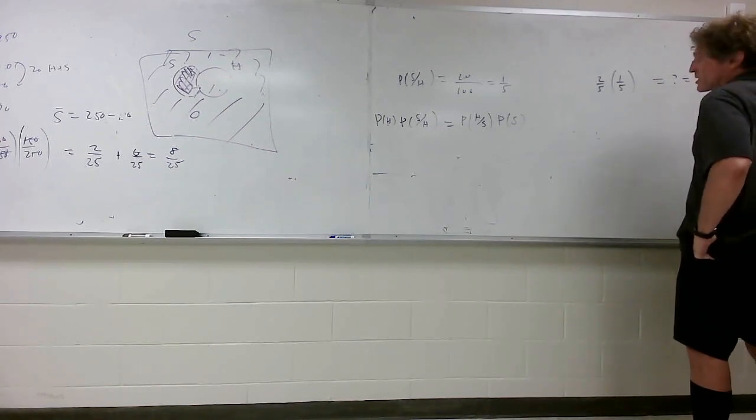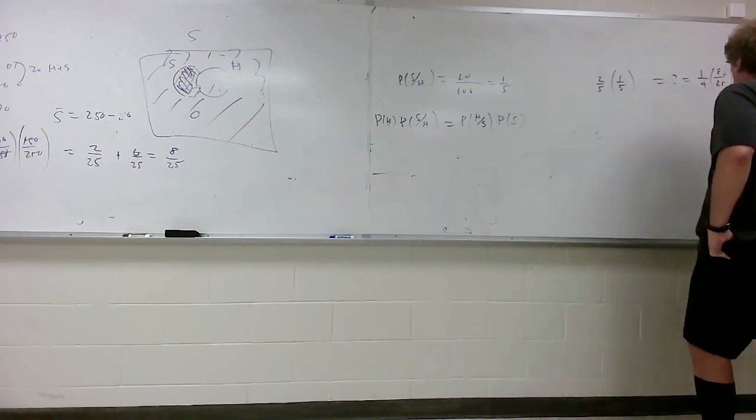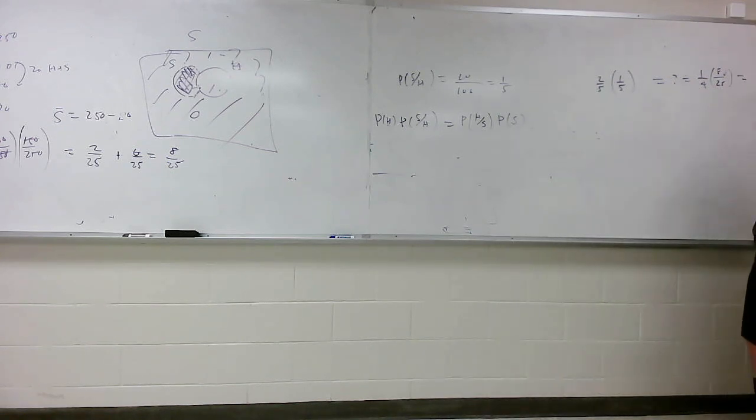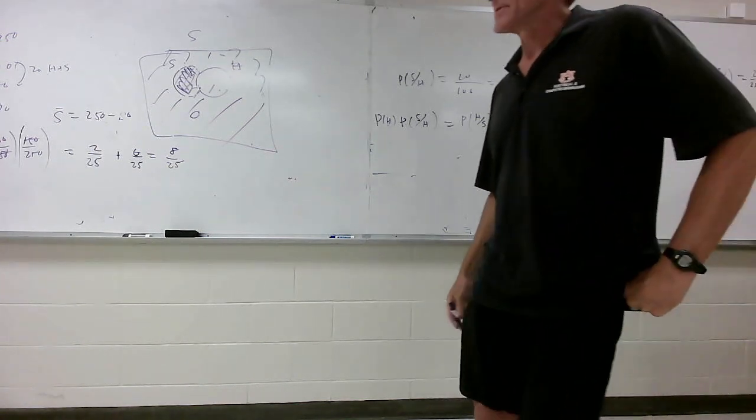1/4. And then probability of S, 80 over 250, or 8 over 25. All right, so here I'm going to get 2 over 25, and there I get 2 over 25. It works. That's just, I guess, increasing your confidence.